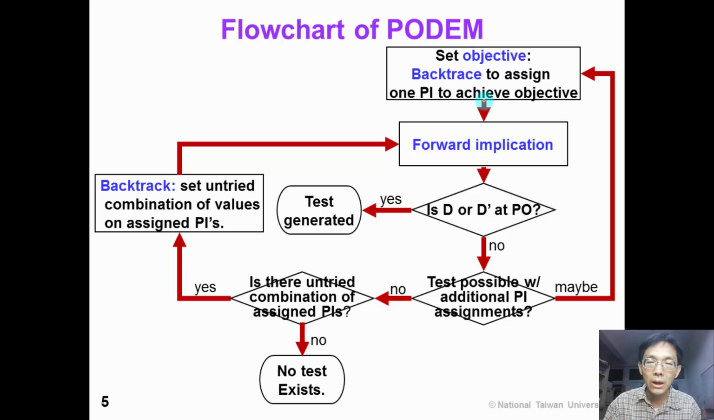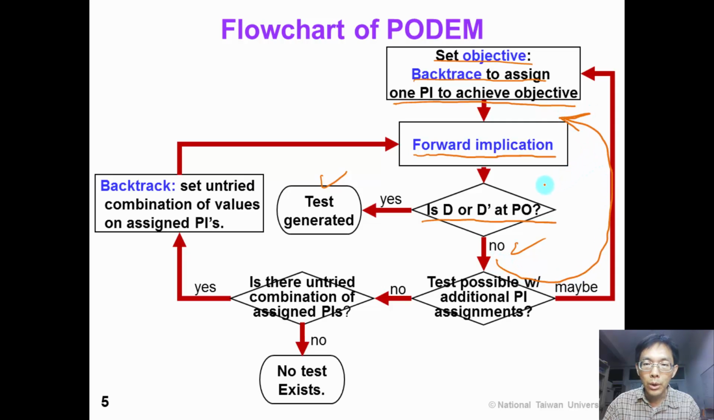Now let's see the flowchart of the whole PODEM algorithm. Initially, we set an objective. We backtrace to assign one primary input to achieve our objective. Then we perform a forward implication, which is simply a logic simulation. If we have D or D prime reached at the primary output, then we generate the test successfully. Otherwise, if there is still no D or D prime at primary output, we can try to assign more primary inputs.